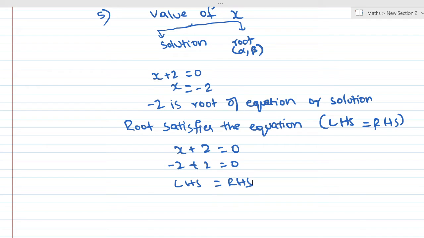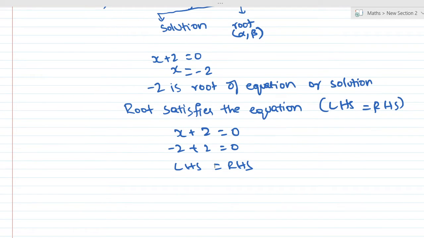So there are many types of equations, but we only deal with three types of equations here. If the equation has x, that is the power of x is only 1, then the equation will have only one value. It means one root. This is called a linear equation.